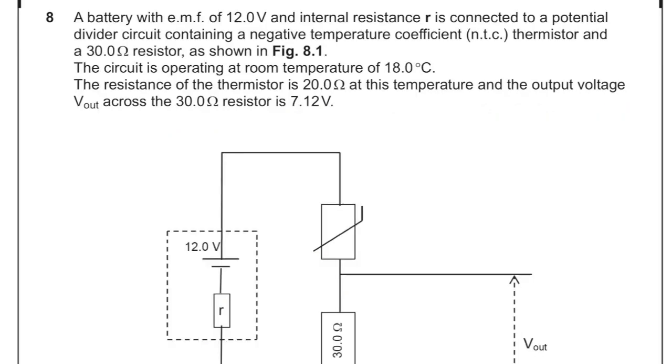Question 8. A battery with EMF 12 volts and internal resistance r is connected to a potential divider circuit containing a negative temperature coefficient NTC thermistor and a 30 ohm resistor as shown. The circuit is operating at room temperature of 18 degrees C. The resistance of the thermistor is 20 ohms at this temperature, and the output voltage V out across the 30 ohm resistor is 7.12 volts.